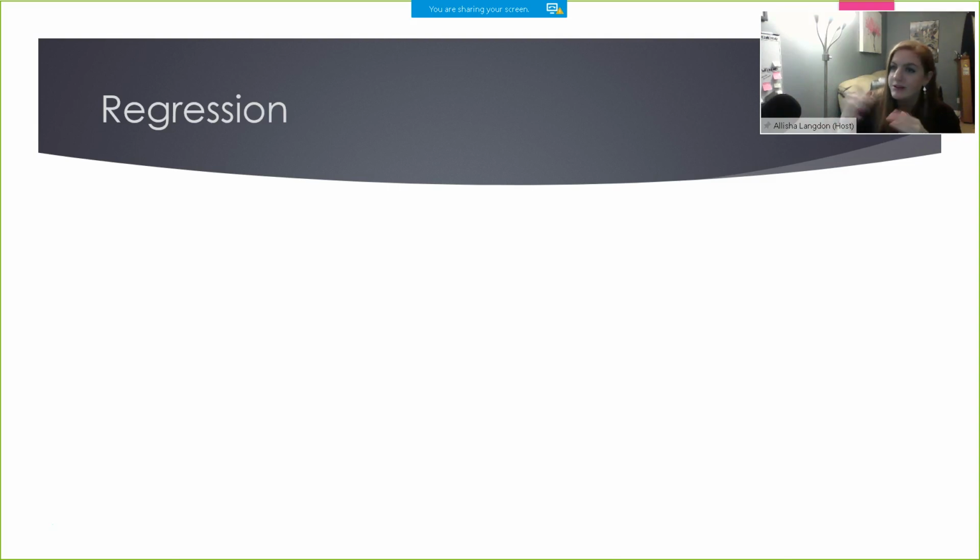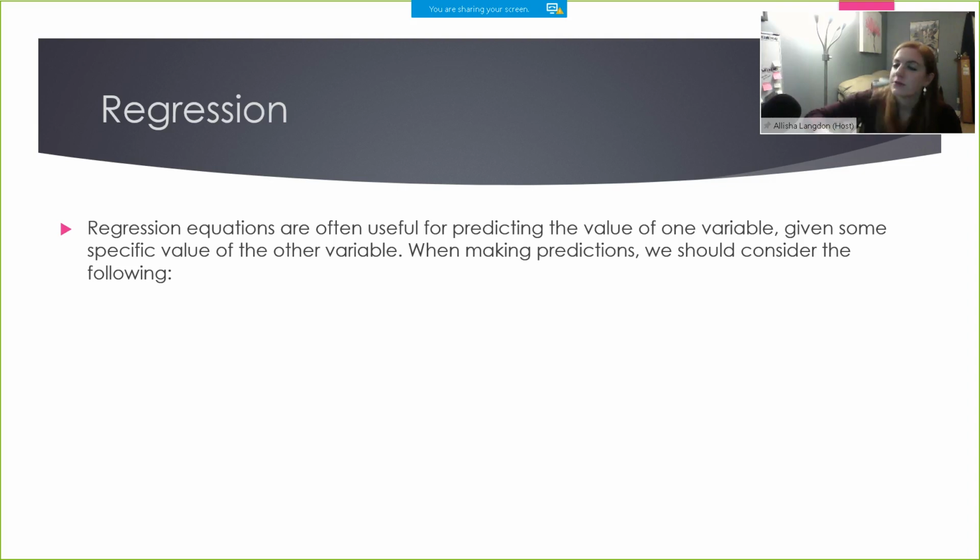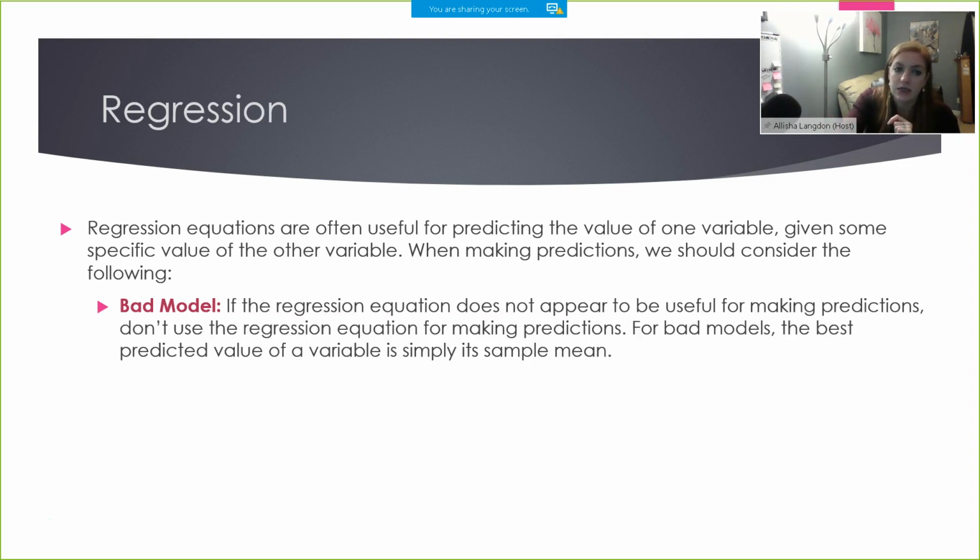Whether it's the weather or the number of chocolate chip cookies you're going to sell, I don't know. But the idea is regression equations are all around us. They get used in everyday life to help predict things. Now, when you're creating regression equations, we should consider the following.